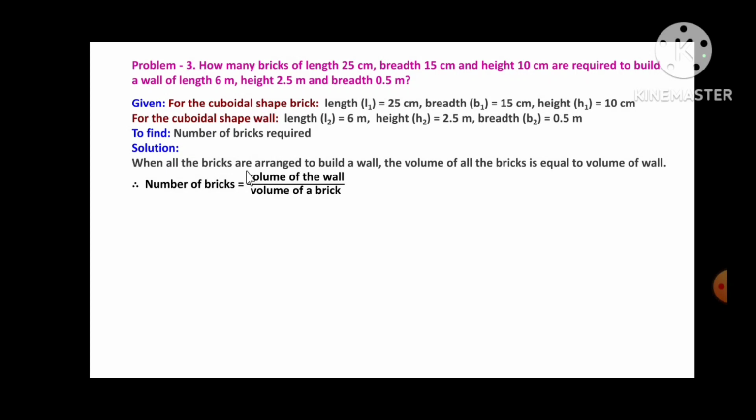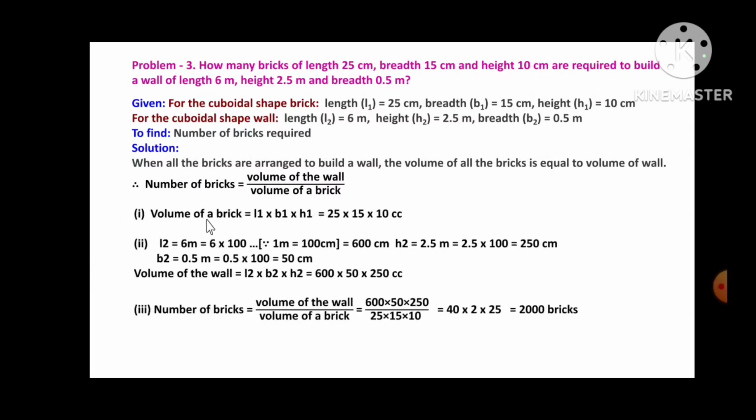When the bricks are arranged to build a wall, the volume of the bricks is equal to the volume of the wall. So the number of bricks required will be volume of the wall upon volume of the brick. We will put in the values. The volume of this brick is equal to L1 into B1 into H1, that is 25 into 15 into 10 cc.